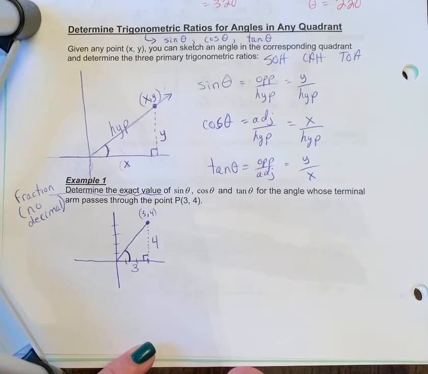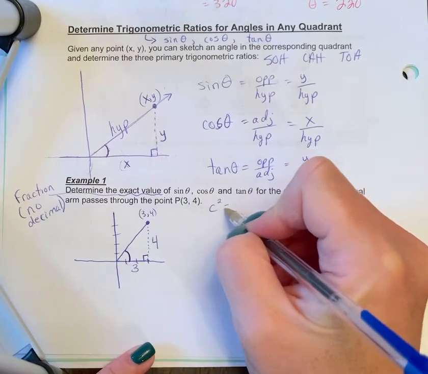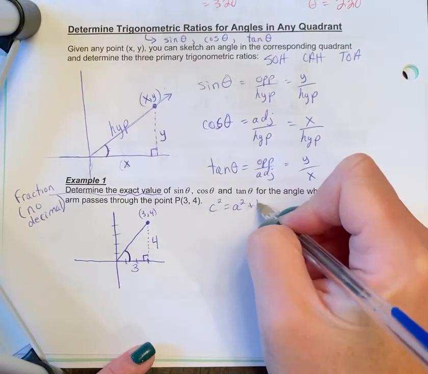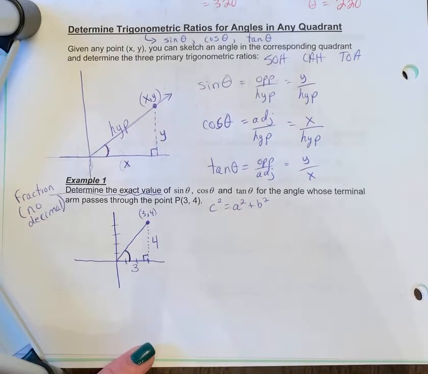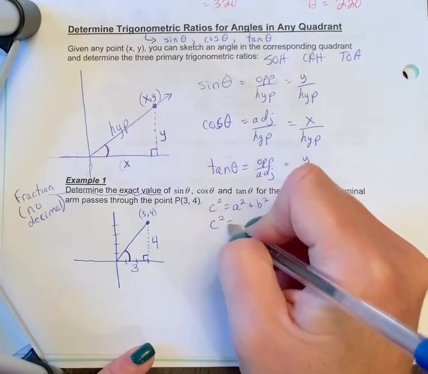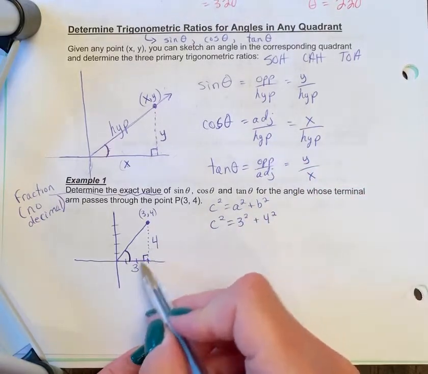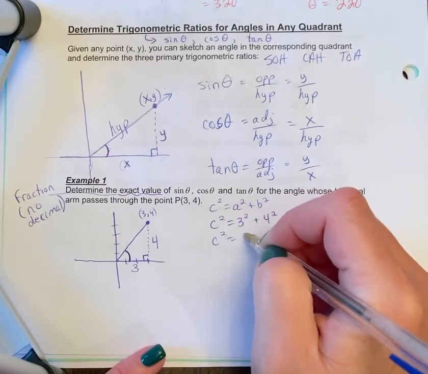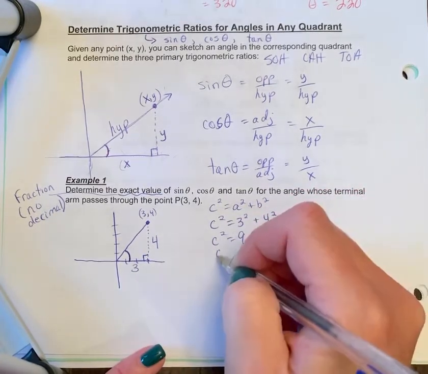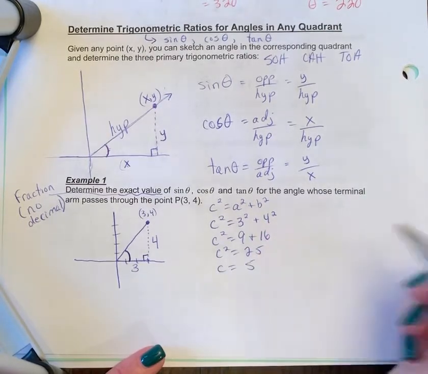Now we want to find our ratios. Well, for sine and cosine, we're going to need the hypotenuse. So to find the hypotenuse, we're going to use the Pythagorean theorem. C squared is equal to A squared plus B squared, or if you wrote A squared plus B squared equals C squared, of course, that's the same thing. So C squared equals 3 squared plus 4 squared. It doesn't matter if you put 3 or 4 first in terms of which one's A and B. So 3 squared is 9, 4 squared is 16, so C squared is 25. Square root that, and you have a distance of 5.